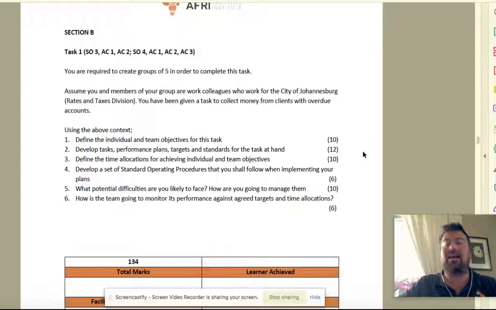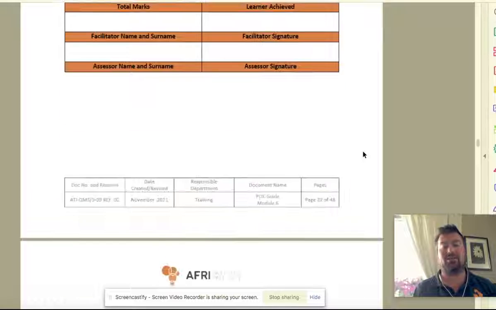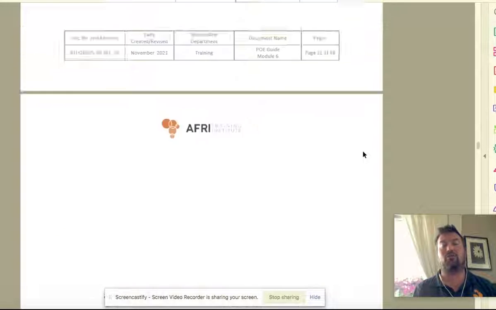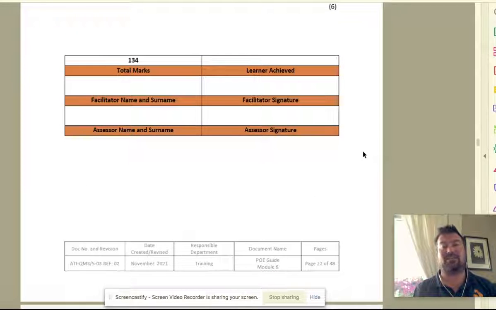Then the last one is, how is the team going to monitor its performance against agreed targets and timelines? So think about it in terms of monitoring performance. What would you use in terms of keeping the team on track so that you are exceeding your performance measures and your time estimates? All right, so that should conclude your formative assessment section.